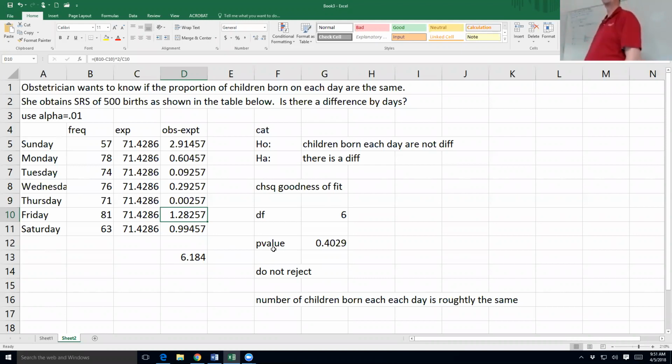Second question. Would you ever have more than 2 columns? I don't think on this test, but yes, potentially. But not for us? On Monday's test, we're going to do an independence test. You will definitely have more than 2 columns. But for the goodness of fit test, I think most of these are probably just going to be 2 columns. Yeah. Okay.